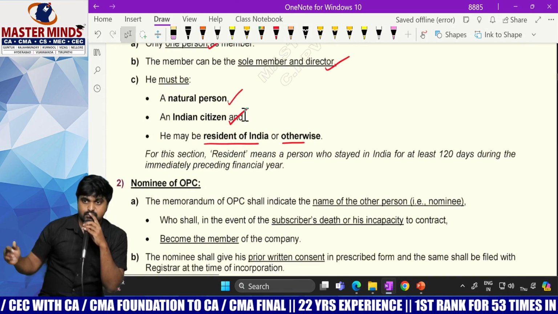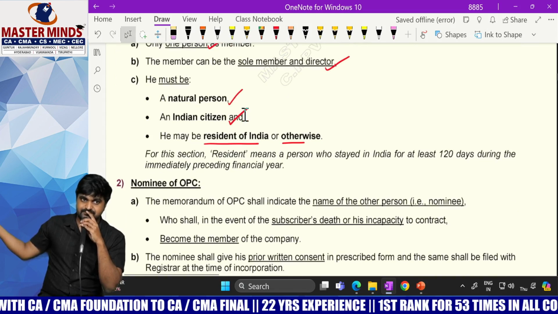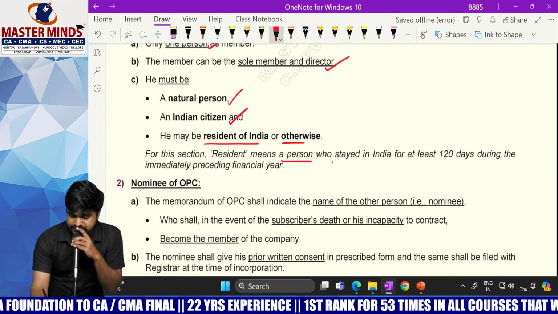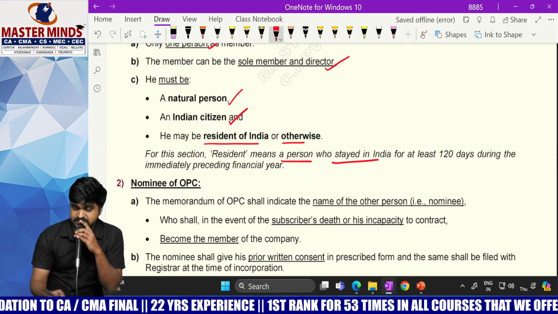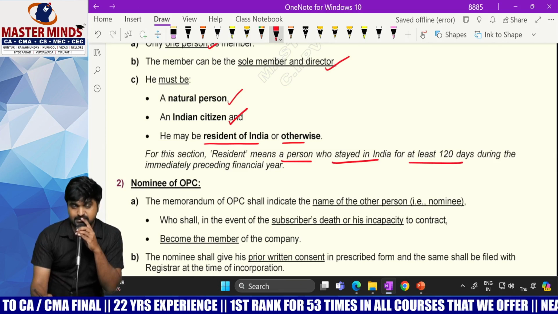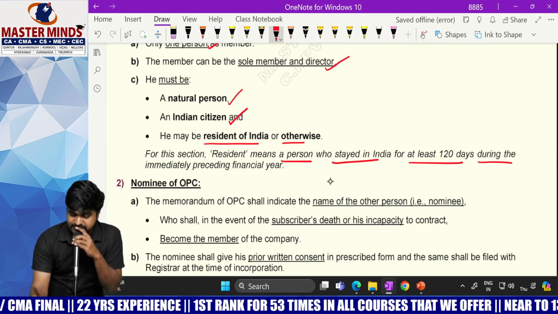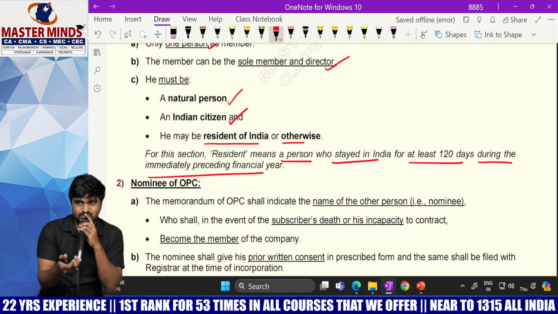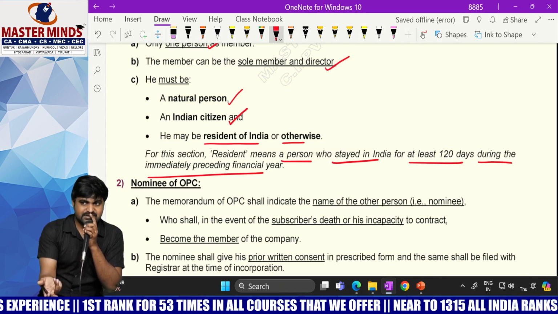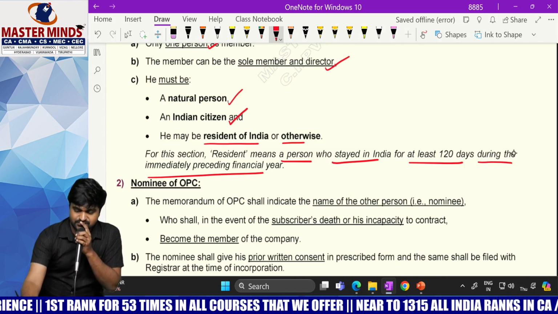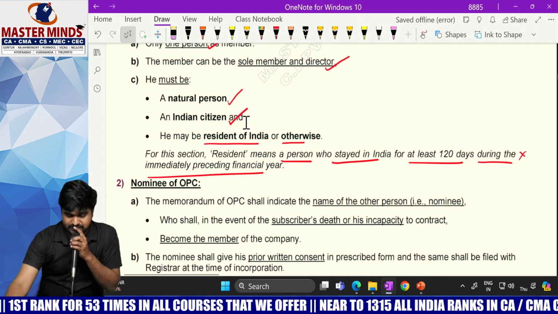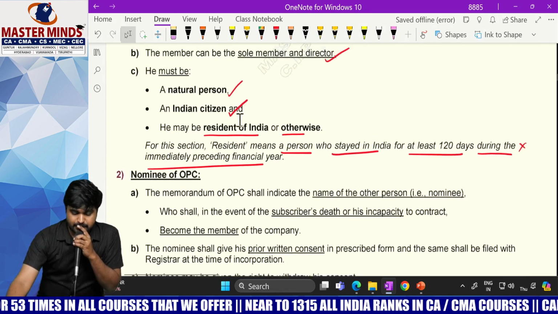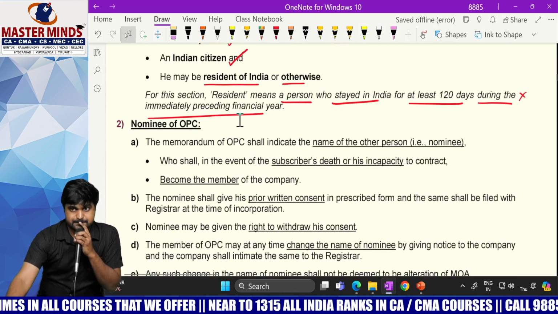Then who is called as resident of India? He is a person who stayed in India for how many days? For at least 120 days during immediately preceding financial year. But here whether you are resident or non-resident, it doesn't matter. So that's why this rule is not at all relevant. Even though this is there in Act, but not relevant. Next one. What about nominee of OPC?